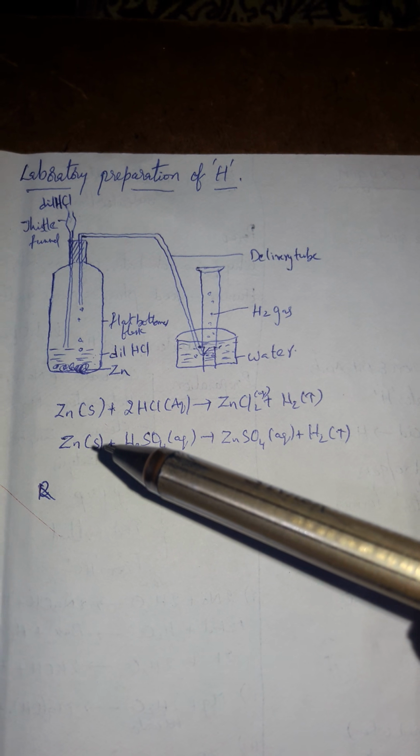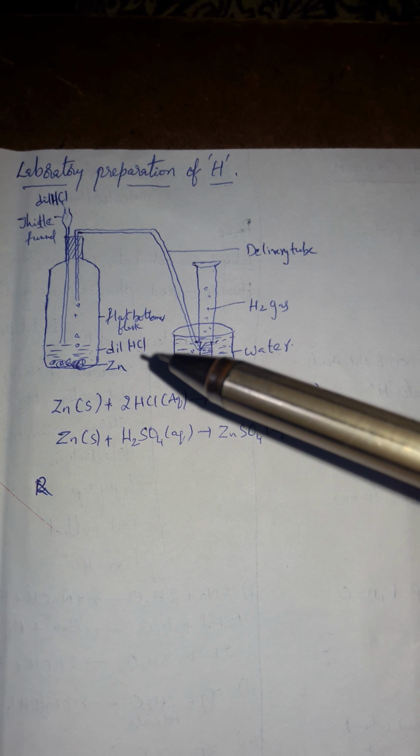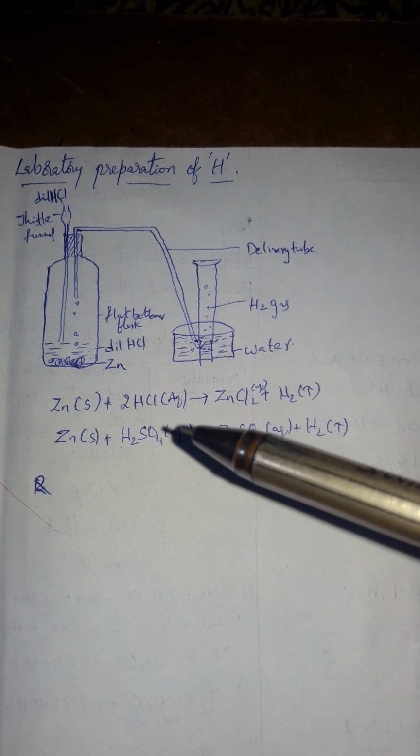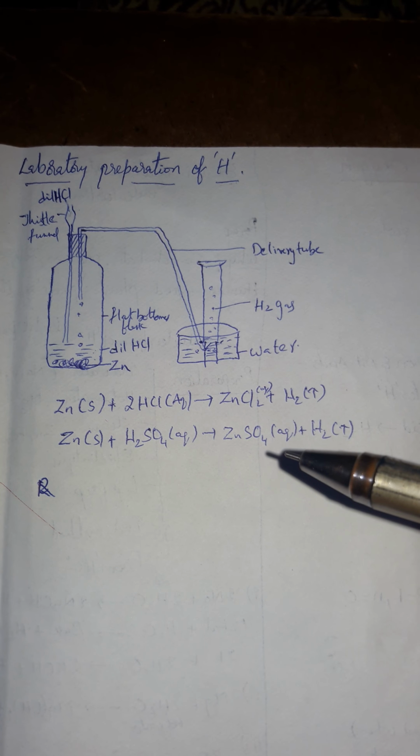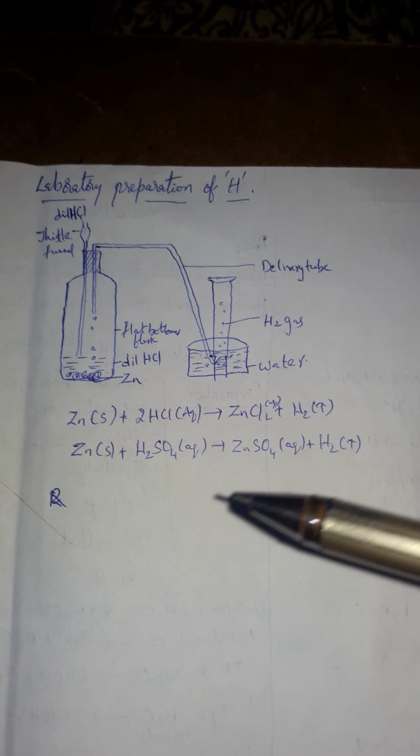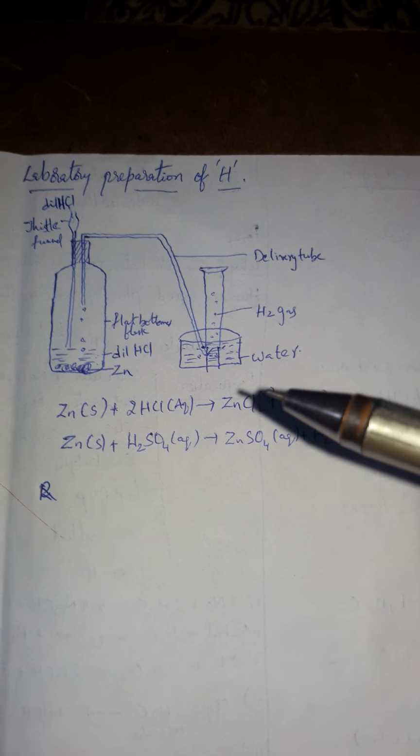In the same way, for example, instead of dilute hydrochloric acid, if you take sulfuric acid, zinc reacts with sulfuric acid and forms its respective salt, zinc sulfate, and hydrogen gas. So this is the preparation of hydrogen in the laboratory.